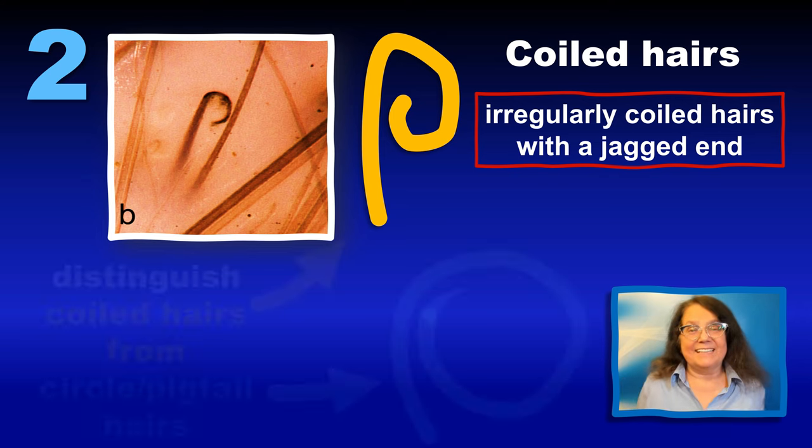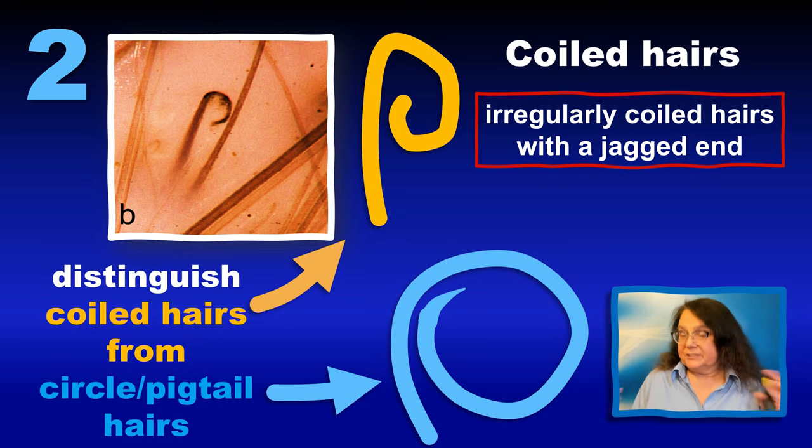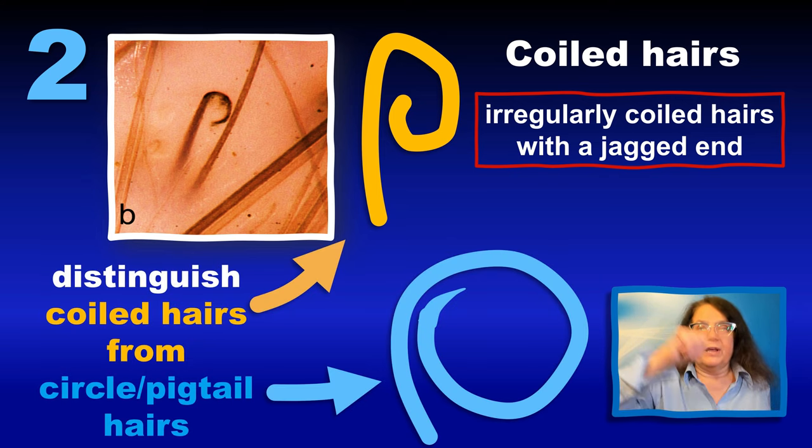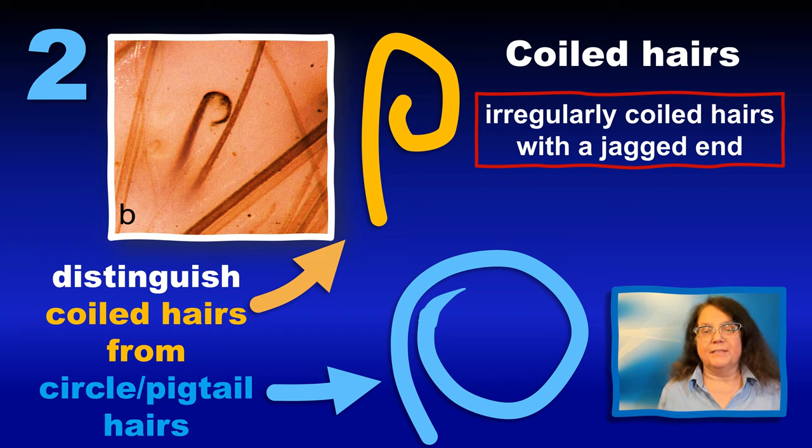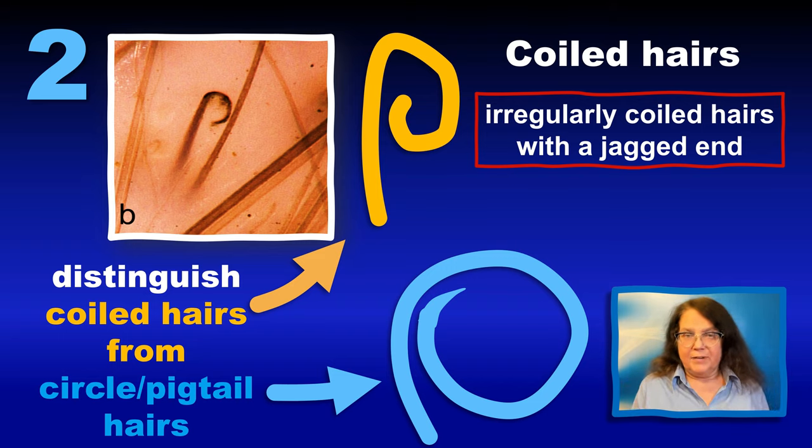Yes, exactly, you are right. The circle hairs are very regular in shape, and what is most characteristic, they will have a very sharp distal end, unlike the coiled hairs of trichotillomania, which usually are very irregular in shape and have an irregular distal end.